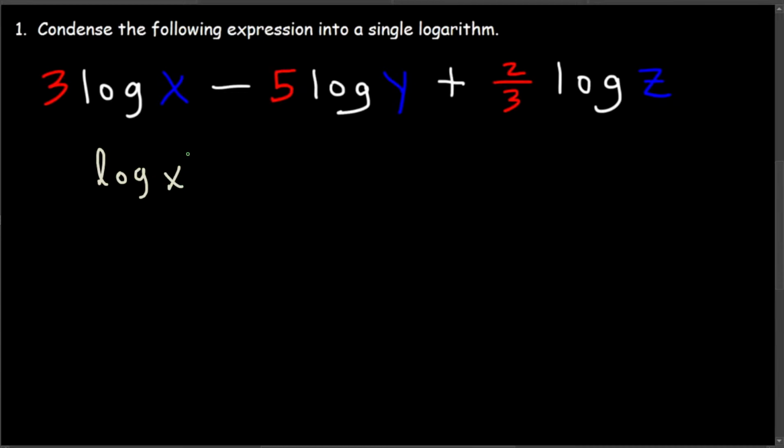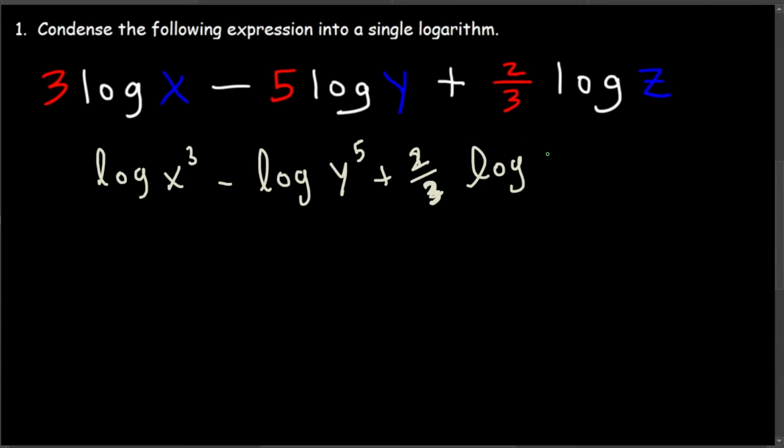So we have log x power 3 minus log y power 5 plus 2 over 3 log of z. Actually, this 2 over 3 I can bring to the power. So this is going to be log z power 2 over 3. Now, the next thing we can do is, in a logarithm, when we are subtracting, we are dividing. We can put it as dividing in the parenthesis.